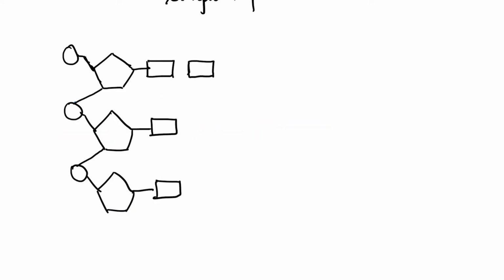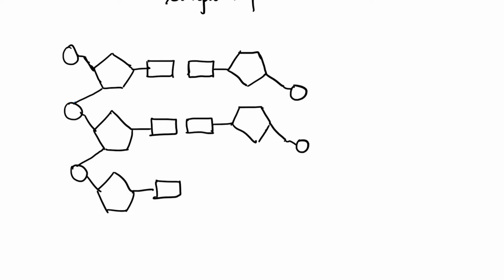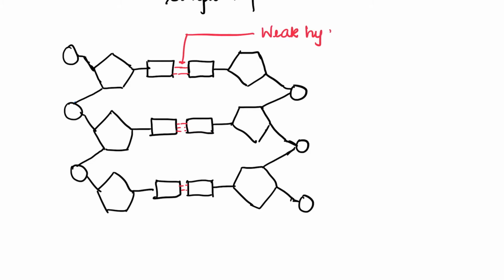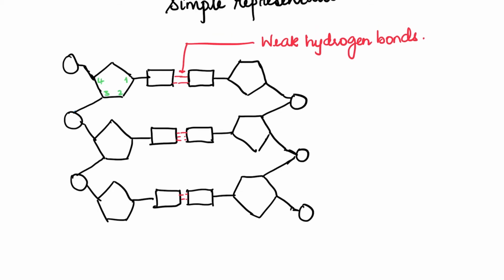So here is one strand of the DNA molecule with three nucleotides, and again I'm drawing on the other side another strand with three nucleotides and showing the phosphodiester bonds. Now these two strands are connected together by weak hydrogen bonds. We say weak hydrogen bonds because these can be broken easily. The two strands that are connected by the hydrogen bonds run anti-parallel to each other.